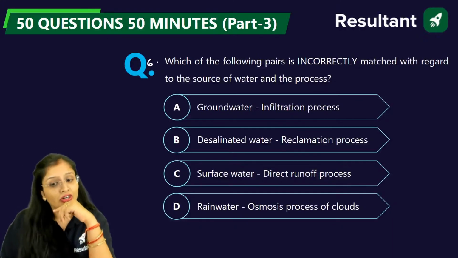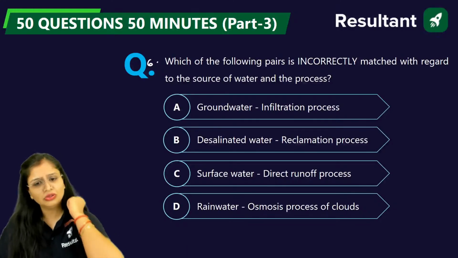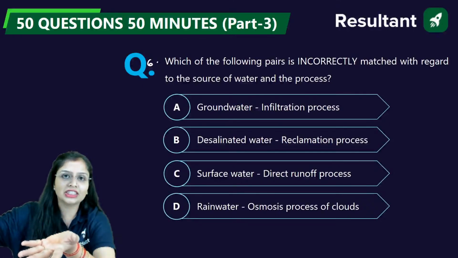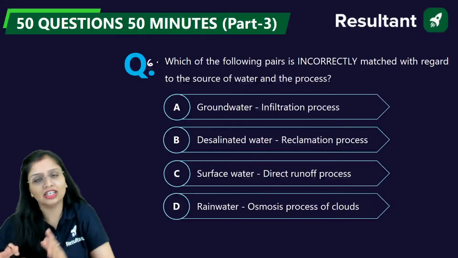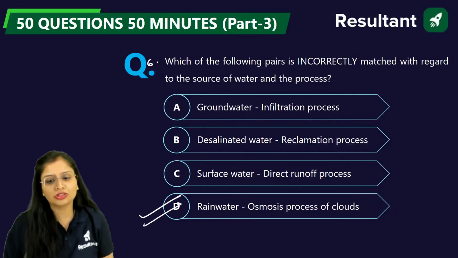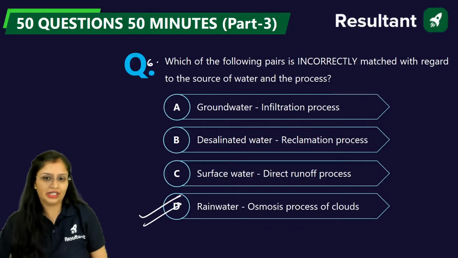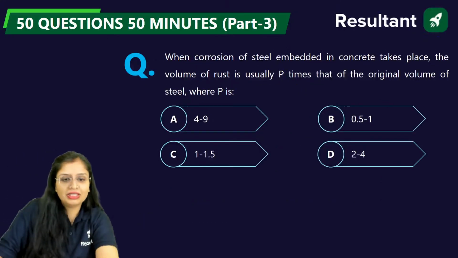Rainwater. Do you get rainwater from the osmosis process of clouds? Come on guys, you don't get it from that. You get it when evaporation of water from the oceans takes place, then it forms clouds, then condensation happens, and then finally precipitation happens, giving rainwater. So you don't get it by the osmosis process of clouds, you get it by condensation. So D is the incorrect one. Okay, come. Now, question number 7.